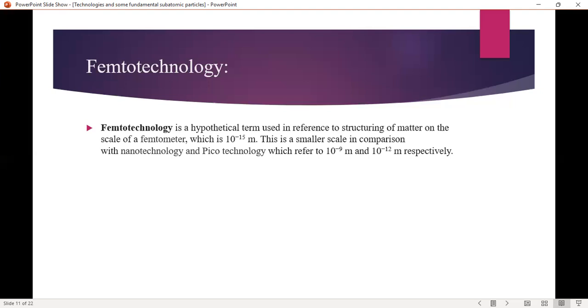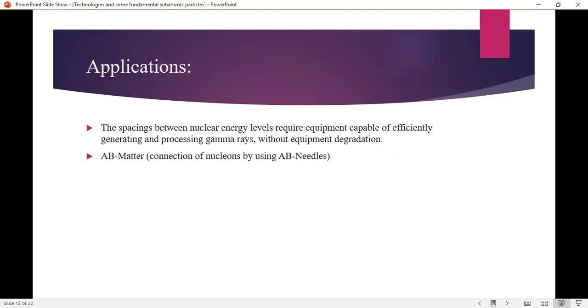Femtotechnology is a hypothetical term used in reference to the structuring of matter on the scale of a femtometer, which is roughly 10 to the power minus 15 meter. This is a very small scale in comparison with nanotechnology, and also smaller than picotechnology. Nanotechnology is 10 to the power minus 9, picotechnology is 10 to the power minus 12, but femtotechnology is 10 to the power minus 15 meter. Applications of femtotechnology.